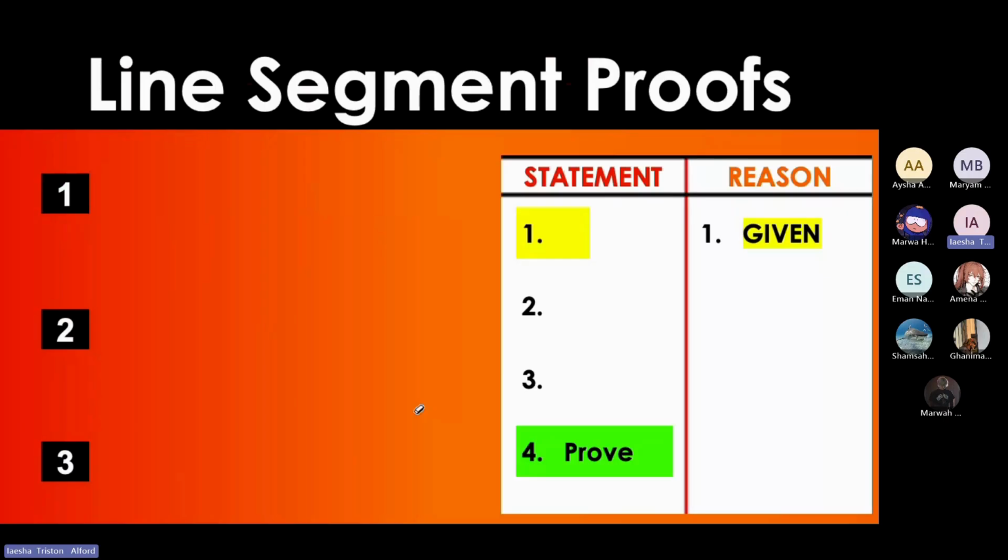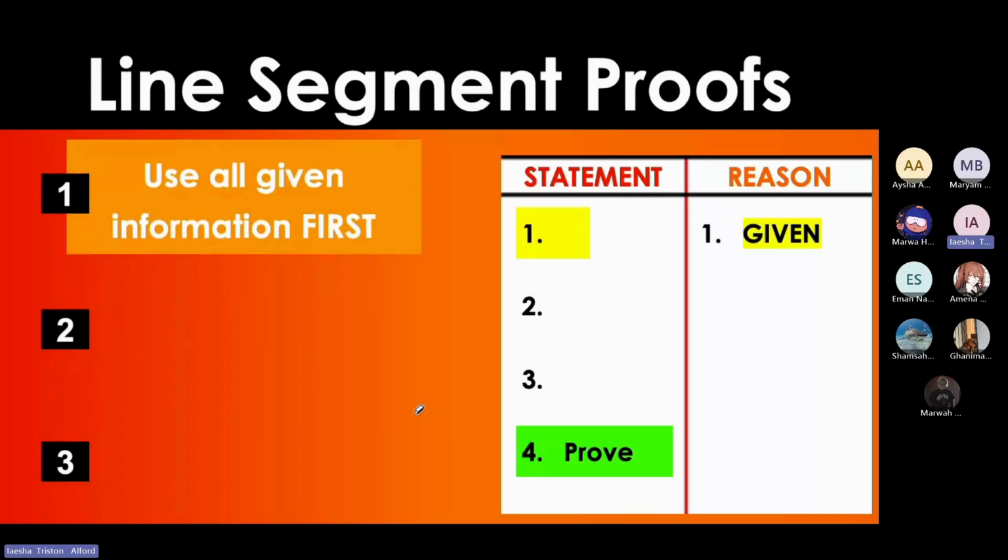Okay, you have 3 steps. The first step is to use everything given. So you go to the proof, wherever they say something given, you write it on 1 line. If they give you more than 1, okay, then you write it in another line. But everything in the given, you write it in the statement and then put the reason given. All of the given, put it in the chart.